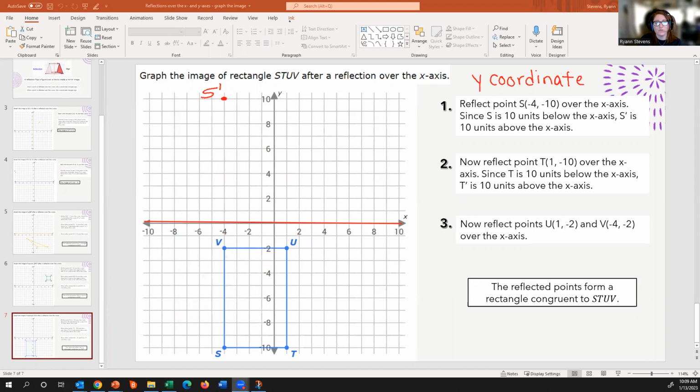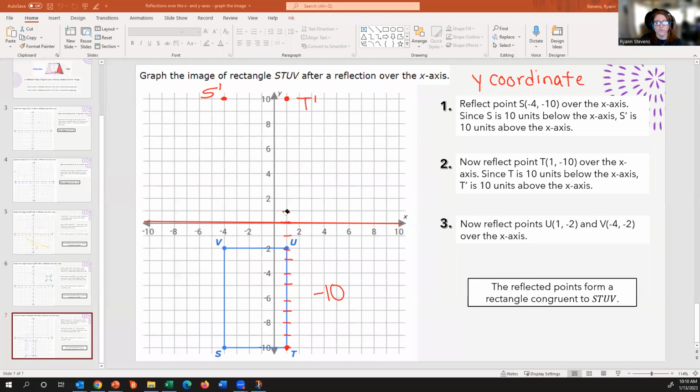Then I'm going to go to my next point, which is T here. From the x-axis, that line of reflection, 1, 2, 3, 4, 5, 6, 7, 8, 9, 10 places in the negative direction. So to reflect this, I'm going to go 10 places in the positive direction, so above that line of reflection. 1, 2, 3, 4, 5, 6, 7, 8, 9, and 10. And this would be T.